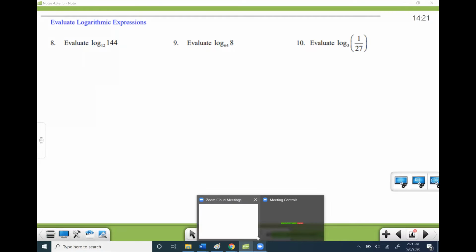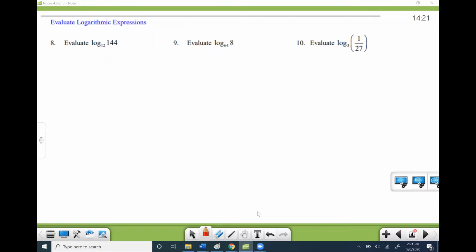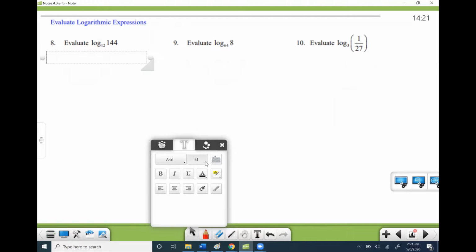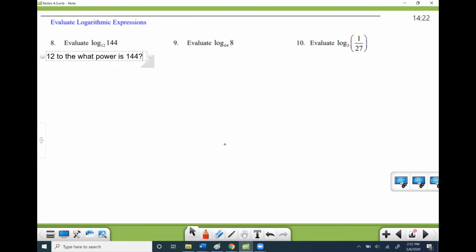But every time for the class today, I'm going to type out the question that we're supposed to ask ourselves. So the question here is 12 to the what power is 144? That's what this is really asking you guys. Remember we said a log is really an exponent? Well, there you go. 12 to the what power is 144?